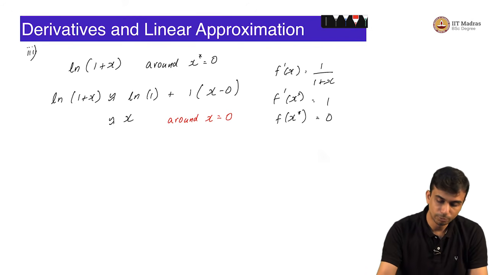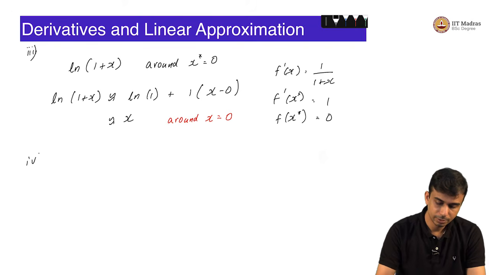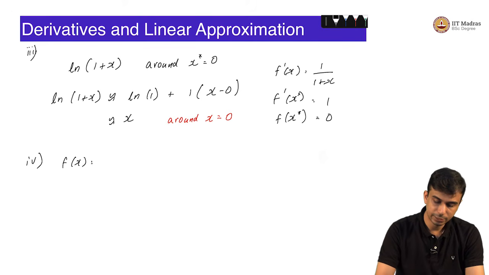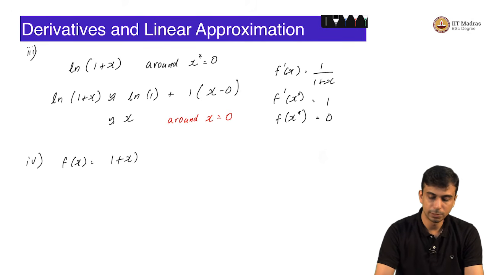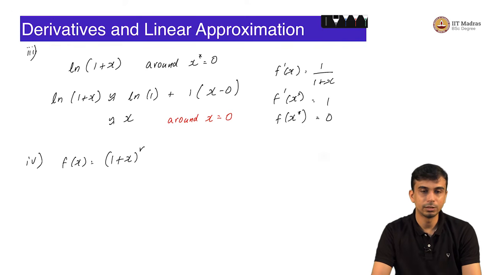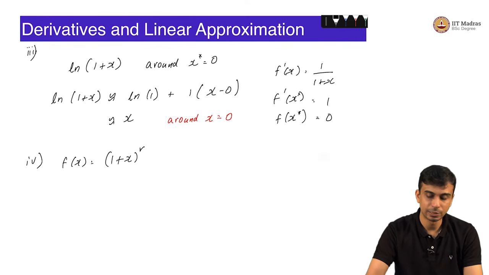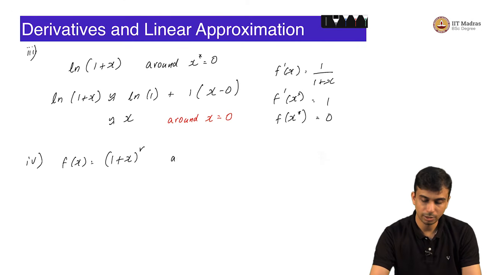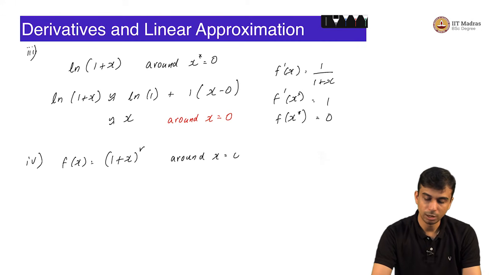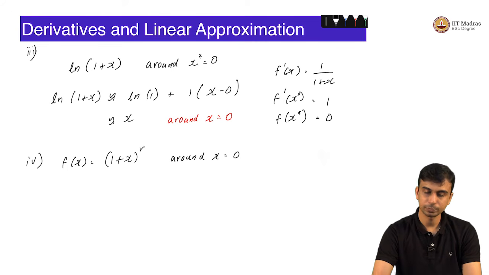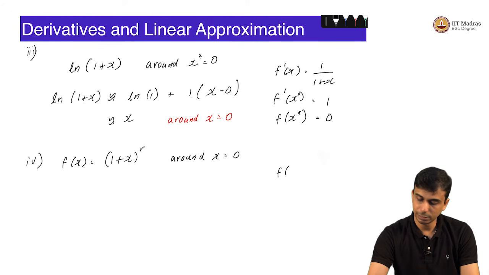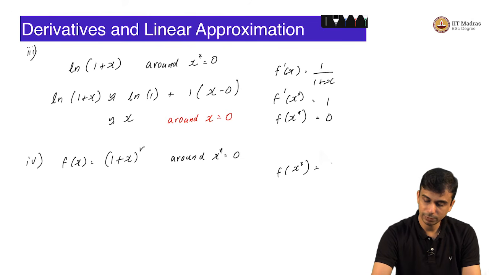So, we will do one more example. Let us say f of x is equal to (1 plus x) power r. r is some integer, let us say 2 or 3 or 7, it does not matter. So, we want to approximate (1 plus x) power r around x equal to 0. Okay. So, what is f of x star? f of x star is equal to 1.